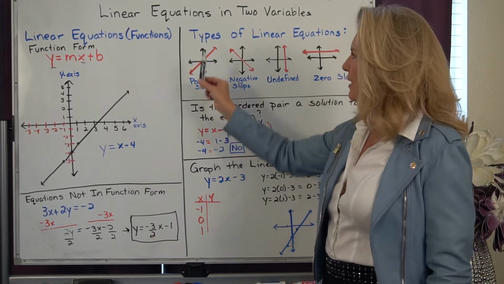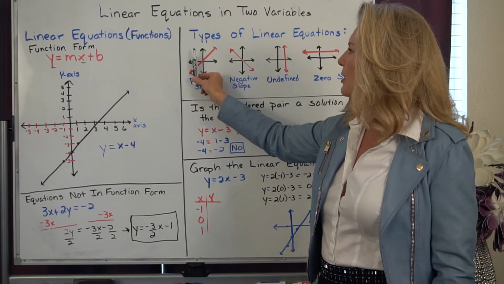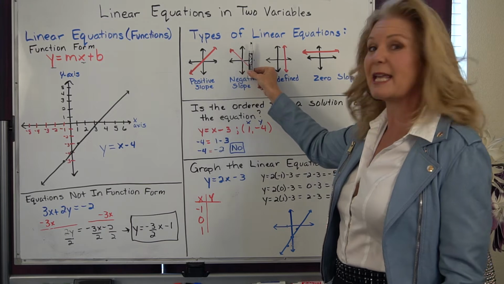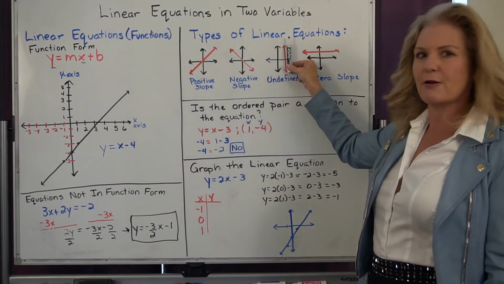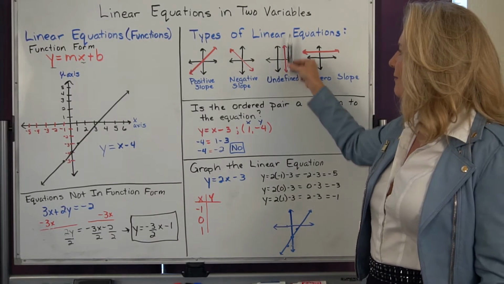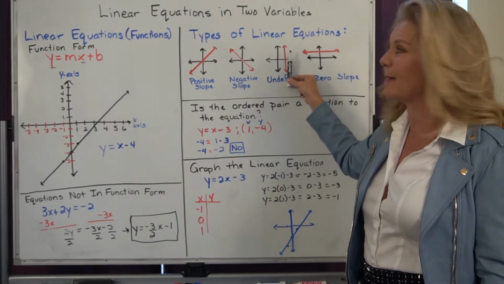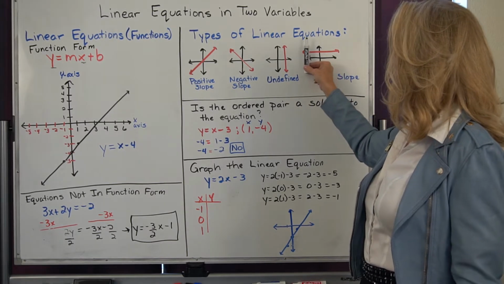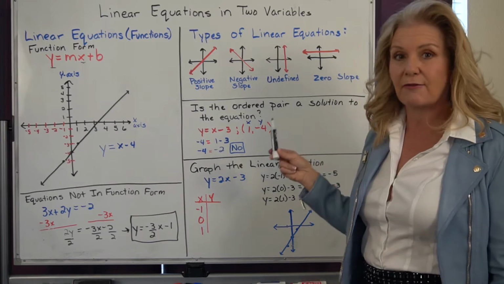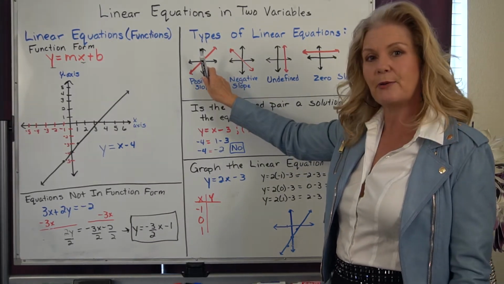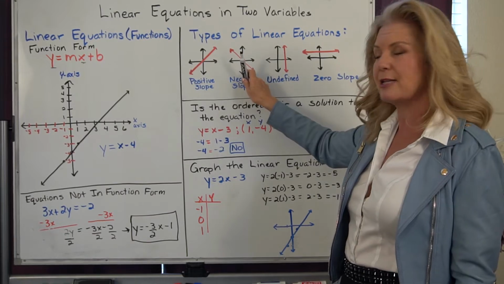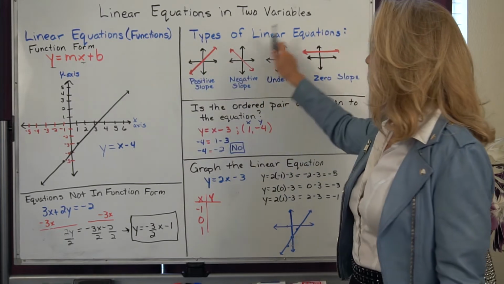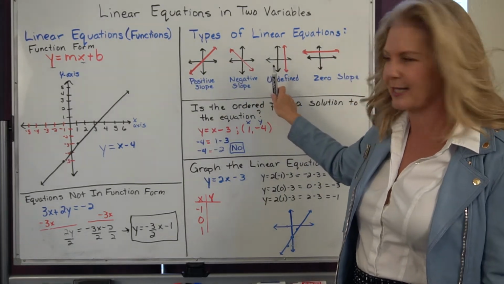If we do our vertical line test, which tells us if it's a function, we can see that a positive slope is a function, a negative slope is a function, but we have a problem there. Undefined means that it is not a function. That means there's no relationship between that x and that y value. But a horizontal or a zero slope is a function. So this type of equation has a relationship, this has a relationship, and this has a relationship. Therefore, they're all functions. This undefined is the only one that does not have the relationship.